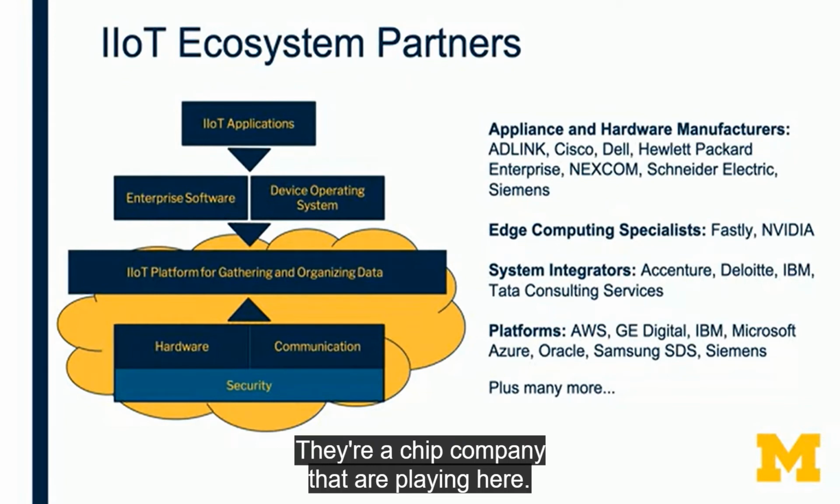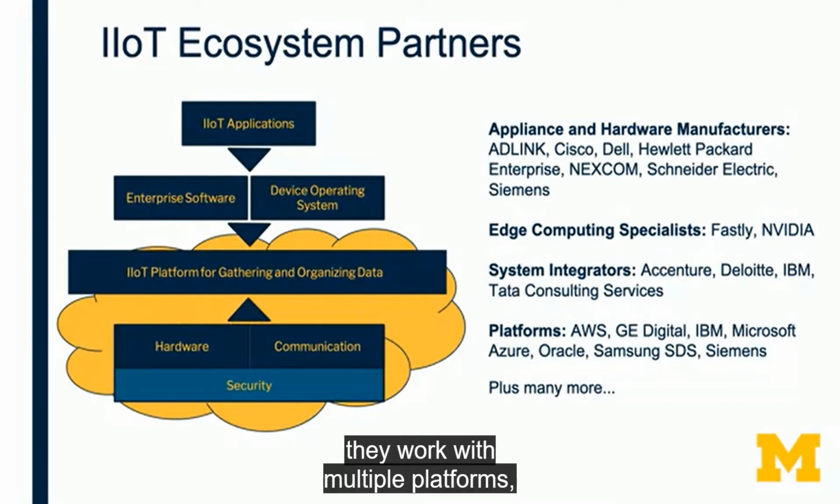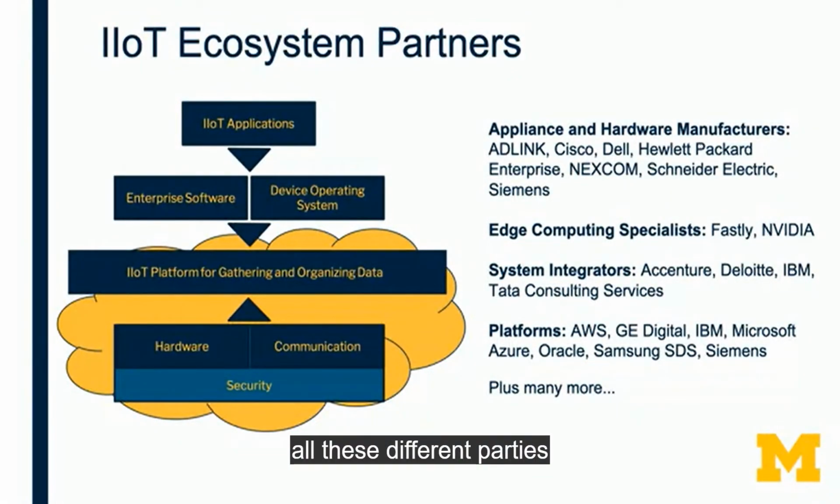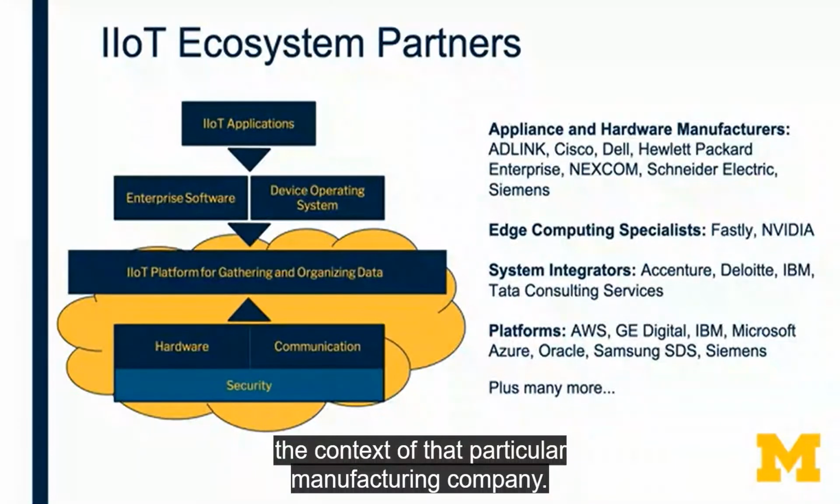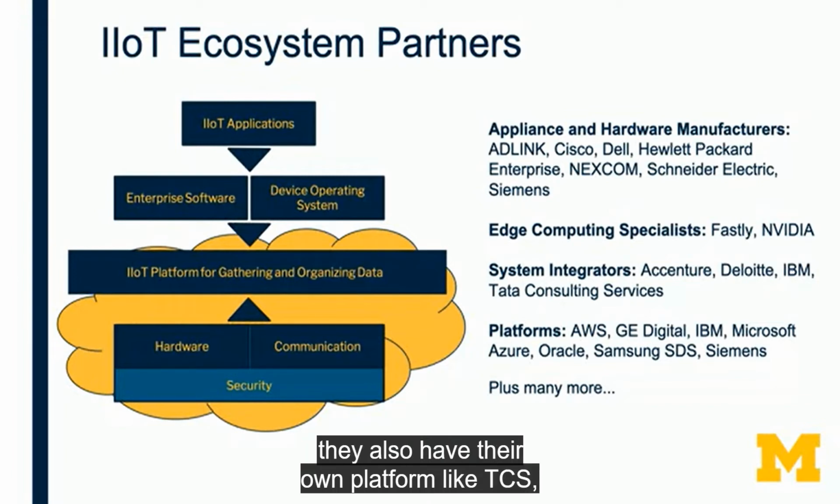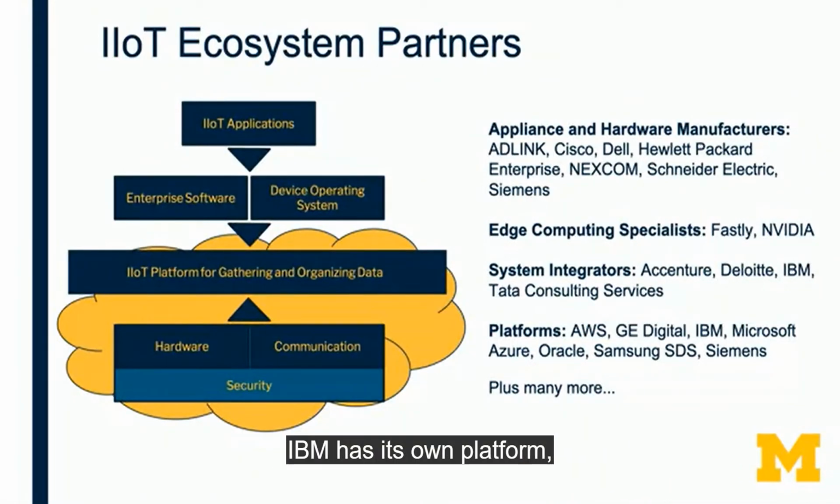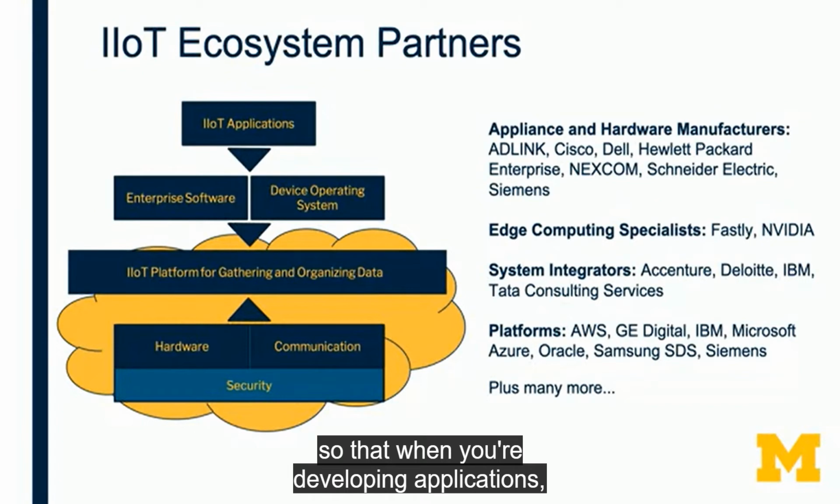There are system integrators, right? Like Accenture, IBM, Tata Consultancy Services, Deloitte. All these are what we call system integrators, in the sense they work with multiple platforms and bring together all these different parties, and they take ownership of working with their clients to deliver this IoT application in the context of that particular manufacturing company. And some of these system integrators, more recently, also have their own platform, like TCS or Tata Consultancy Services. They have their platform. IBM has its own platform. So when you're developing applications, sometimes they can also bring their platform.